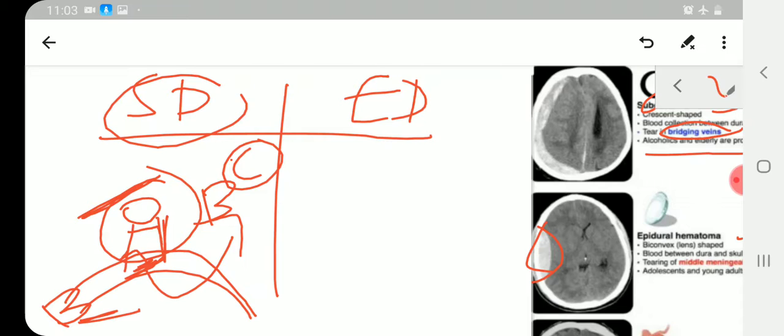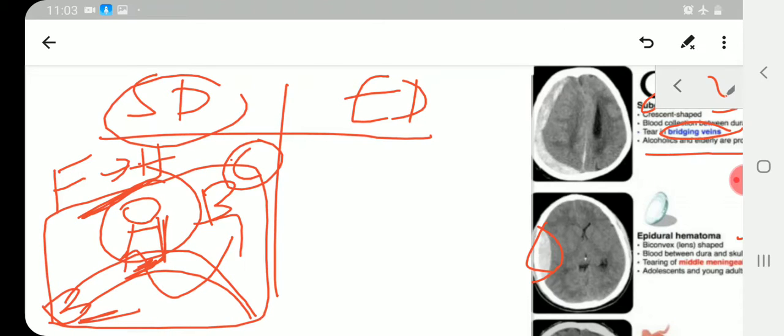So what happens here? He slips and falls. Fall leading to head injury. This small image can help you memorize the subdural hemorrhage. In contrast, for epidural, I want you to remember a MMA fighter.